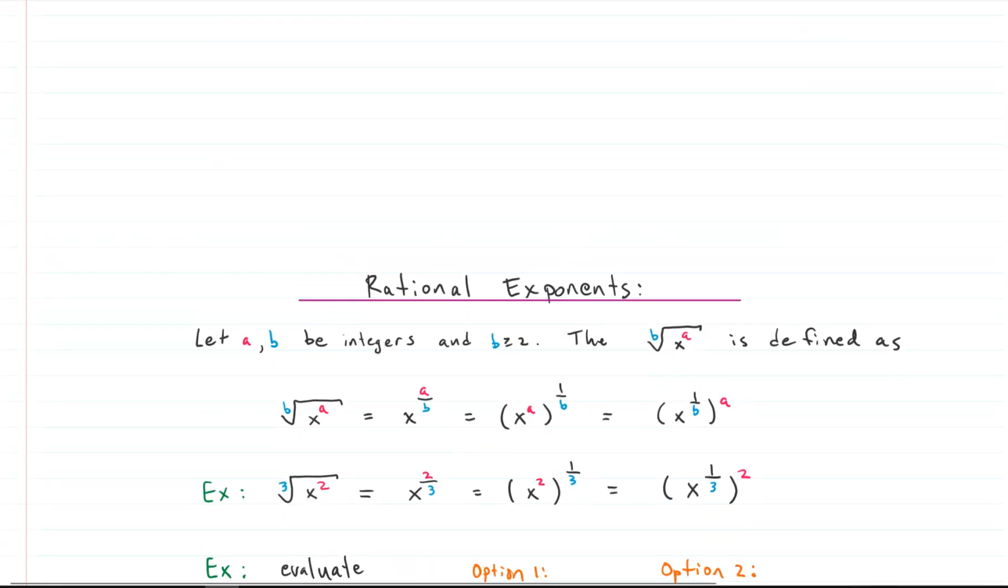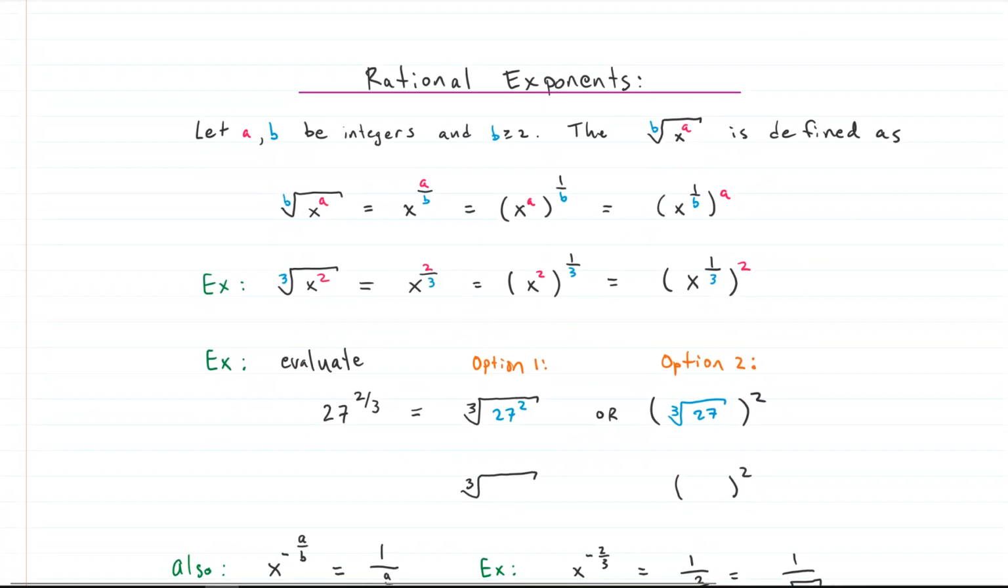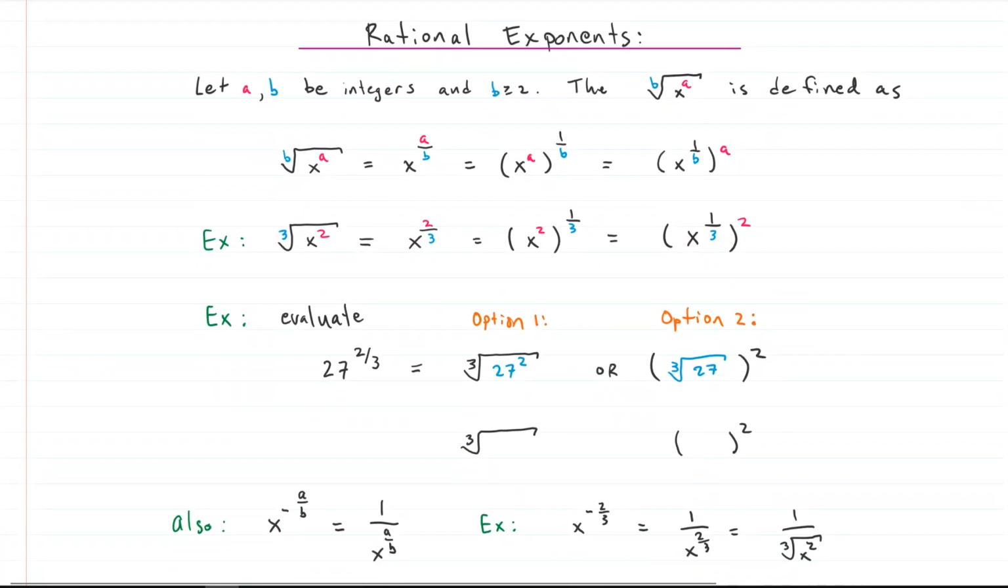Let's get going. Rational exponents. Let a, b be integers. So a and b are integers, and b is bigger than or equal to 2. So we're going to define this radical here. So this is the bth root of a to the x. We're going to define this as follows.